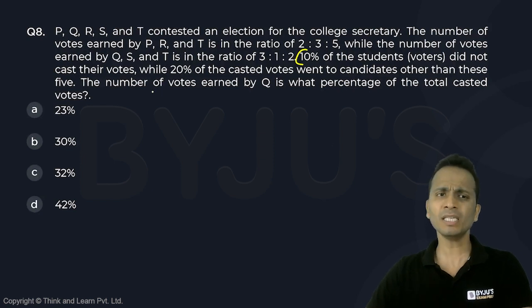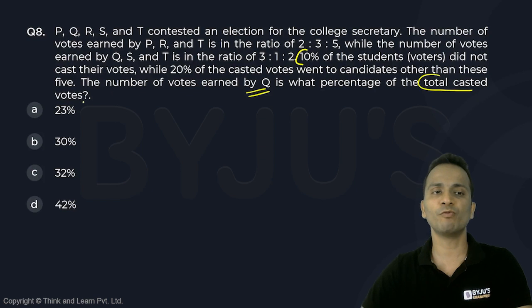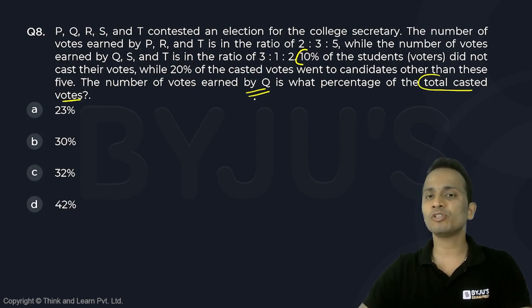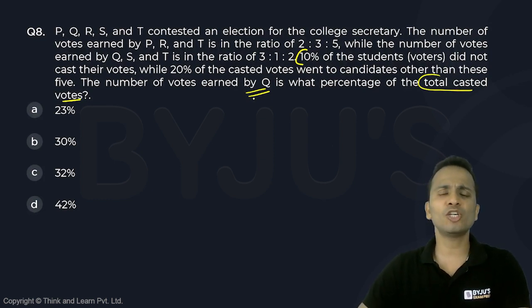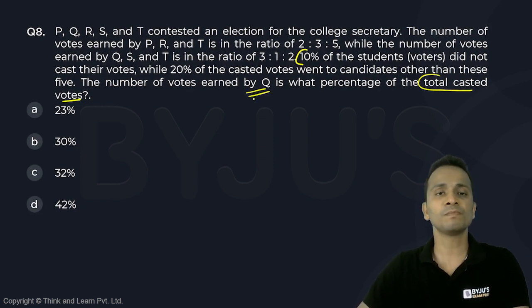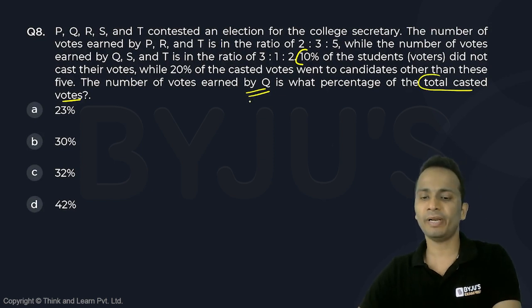voters. But looking at the last line, it says that the number of votes earned by Q is what percentage of total casted votes. So we have to find out Q has got what percentage of the casted votes. So here we don't have to calculate the total number of voters. So we just need to calculate the total number of casted votes in terms of number of votes which are received by these five candidates. Okay. I will solve it and then you will understand in a much better way.